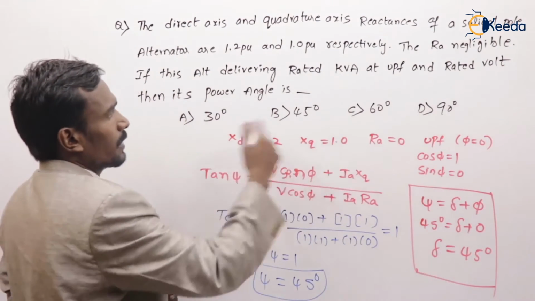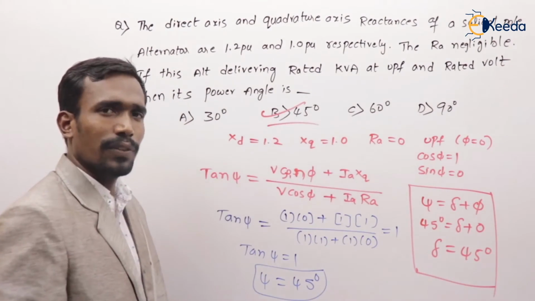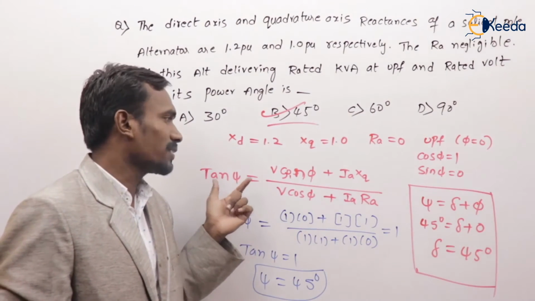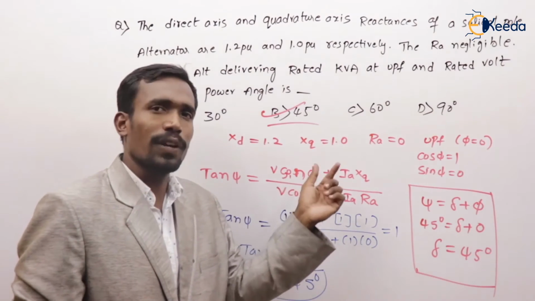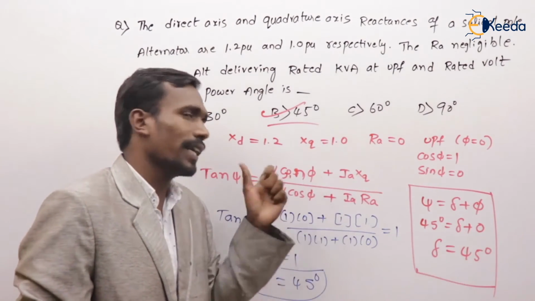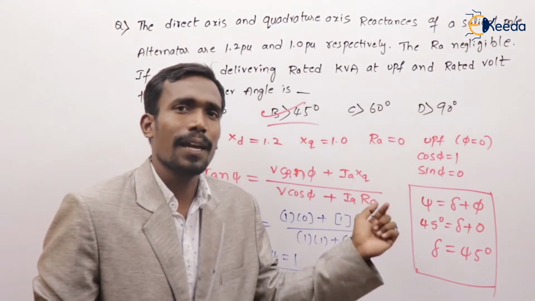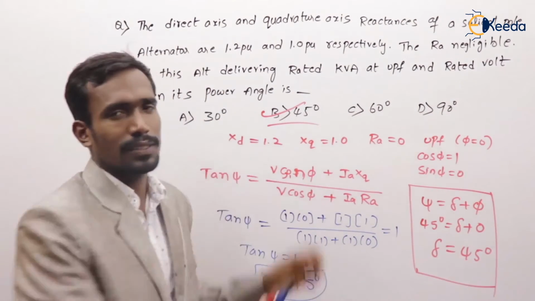So which of the following is the correct answer? Option B, 45 degrees. So what is the formula? Tan psi equals (V sin phi plus IA XQ) divided by (V cos phi plus IA RA). This is the answer.